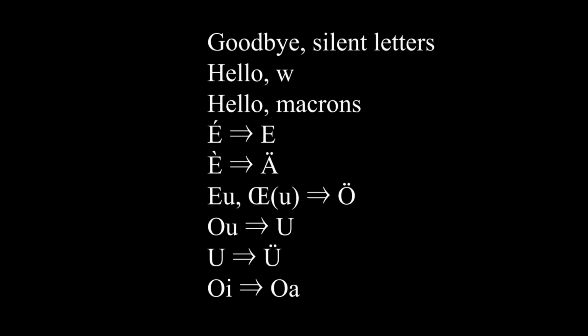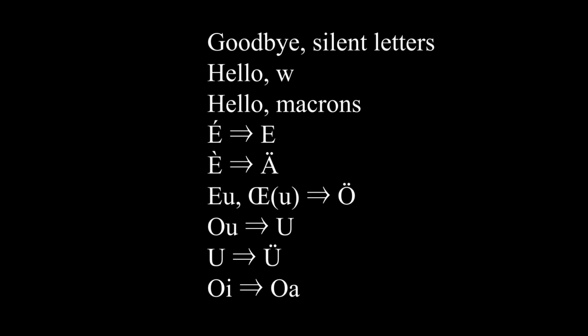In terms of orthography, all silent letters were allegedly removed. W was added. E replaced E acute. A with diaereses replaced E grave. O with diaereses replaced EU and ethyl. U replaced OU. U with diaereses replaced U. OA replaced OI. And macrons were added to signify long vowels.